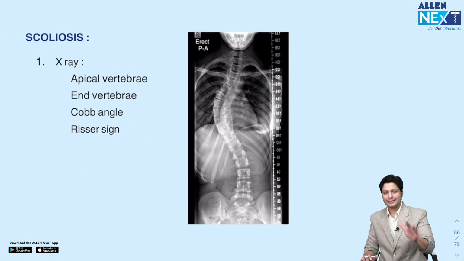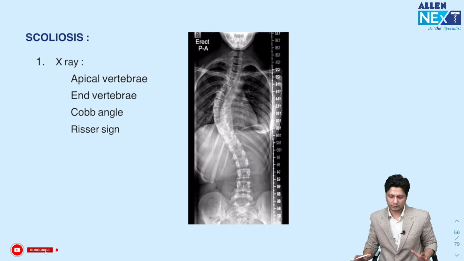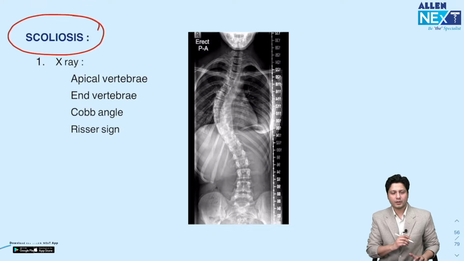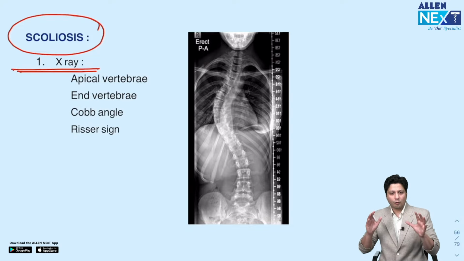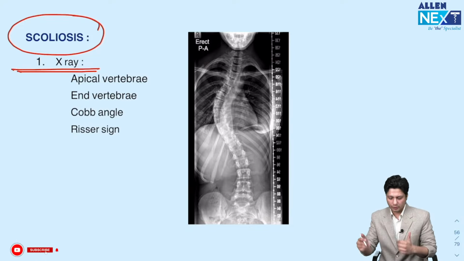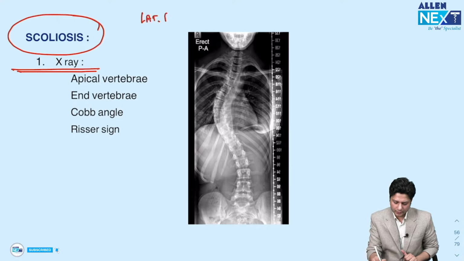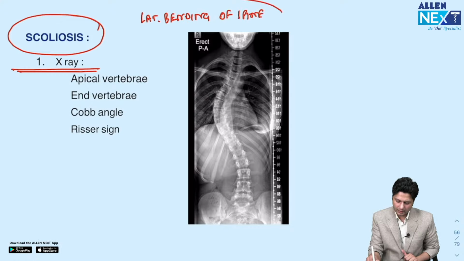Other than this, ATT and bed rest is the important fact that you have to go with. Next is scoliosis. What is a scoliotic deformity? Point number 1, what you have to remember, all of you know what scoliosis is. It is the lateral bending of the spine, or the lateral curvature of the spine. That is a scoliotic abnormality.